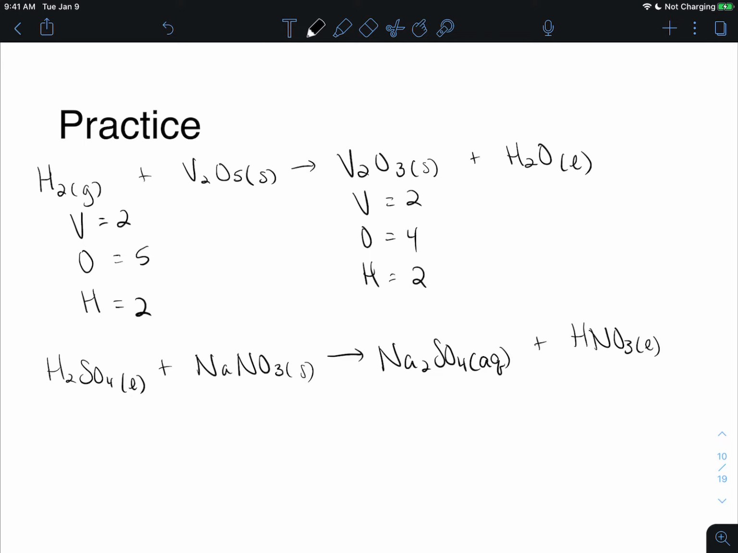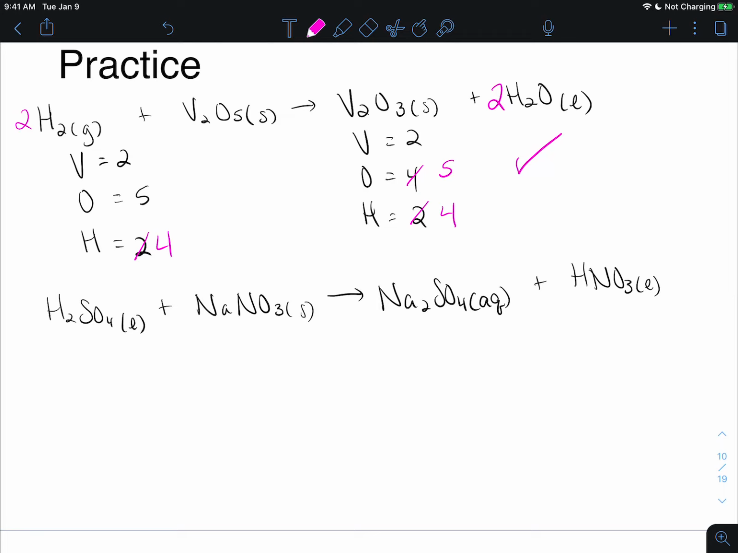So we're going to go through and add a 2 here. That gives us 5 and 4. And then we look over. We now need to fix our hydrogens by adding a 2 here. That has balanced this out. Good times.